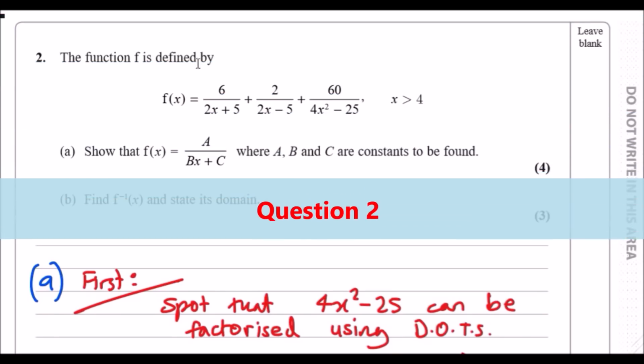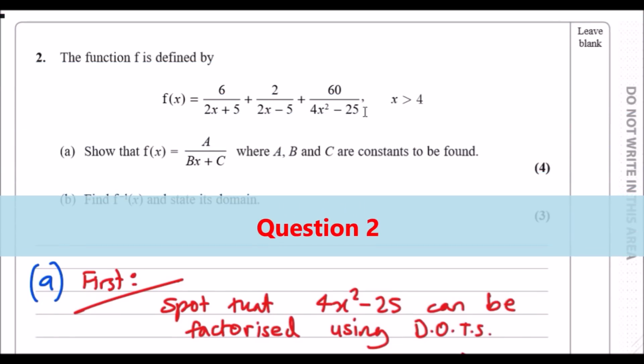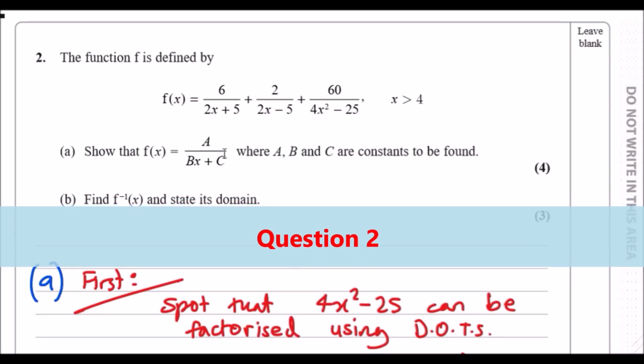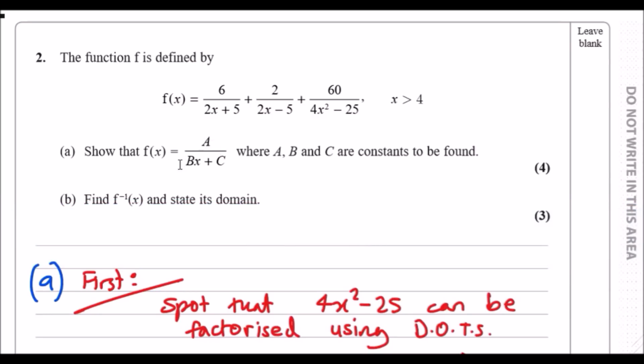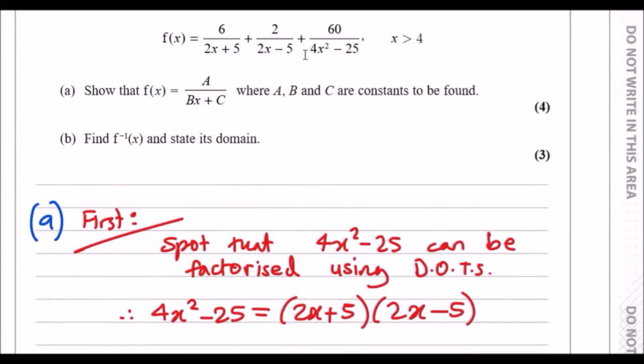So the function f is defined by the following. Okay? Show that this function can be written as a linear one, as in a over bx plus c, where each of these terms are constants. Okay, now if you guys haven't already spotted this, I want you guys to have a look at the last term, the 4x squared minus 25. This thing you have to immediately spot and realize that this can be factorized using difference of two squares.